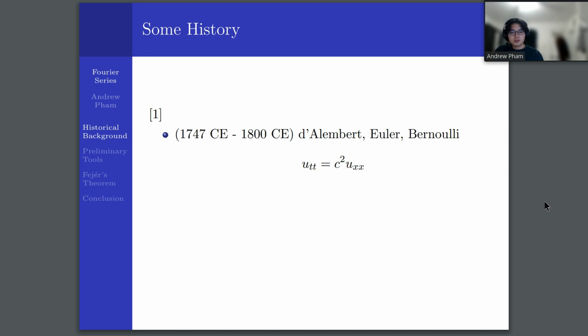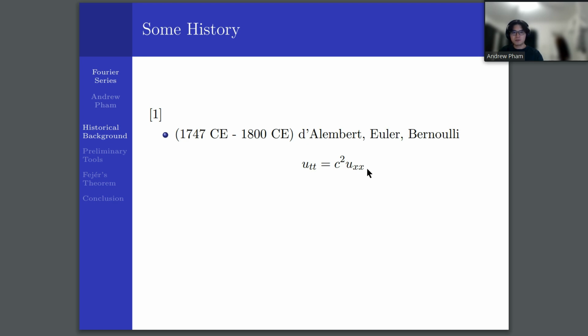So starting off with some history, we're going to first go on talking about D'Alembert, Euler, and Bernoulli, who actually formulated the ideas of the Fourier series before Fourier by a few decades, where they were interested in examining the behavior and phenomena of a vibrating string after being plucked in a closed system. In 1747, D'Alembert formulated the wave equation, as we see here, to dictate and measure the displacement of the vibrating string at a given time and point in space.